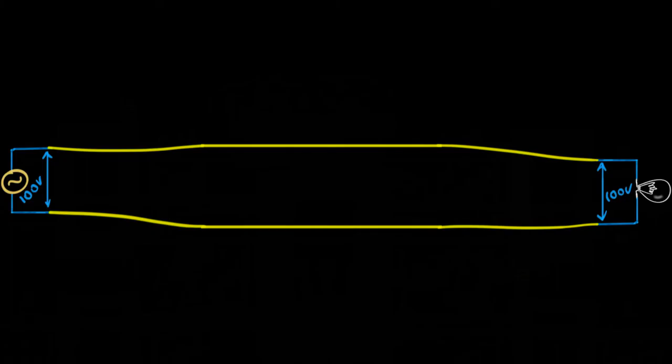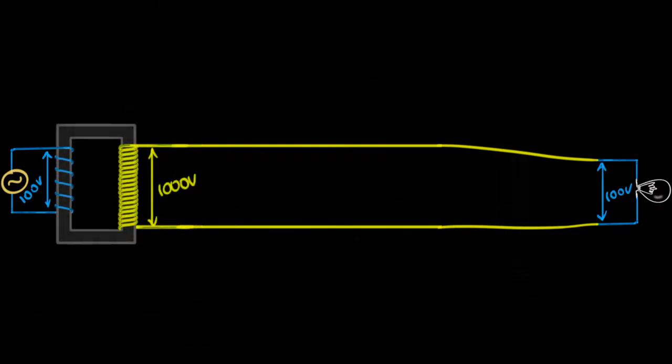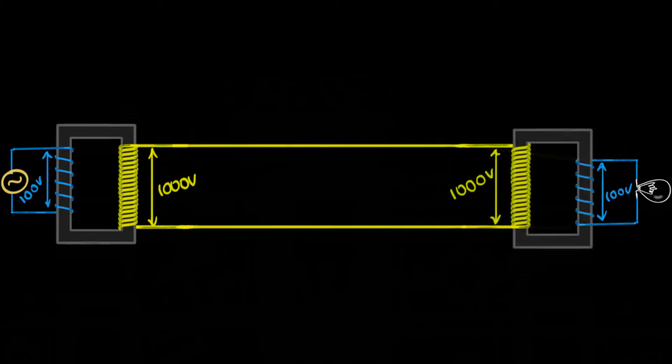Instead, at the power station, we use a transformer and step up that voltage, let's say by 10 times, to make it 1000 volts. And then near our house, we use another transformer to step that voltage back down to whatever we need. How does this make any sense? Why do we do that?